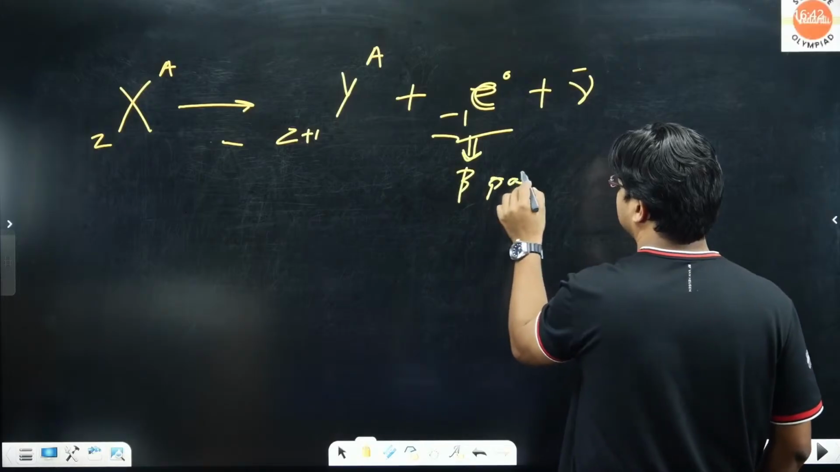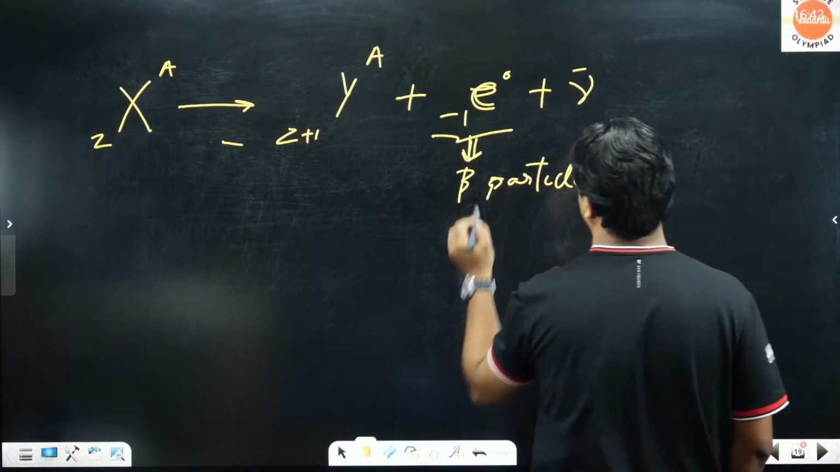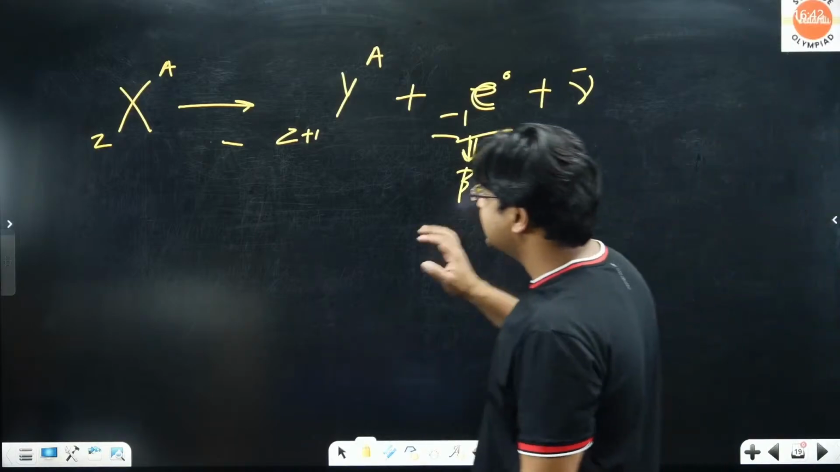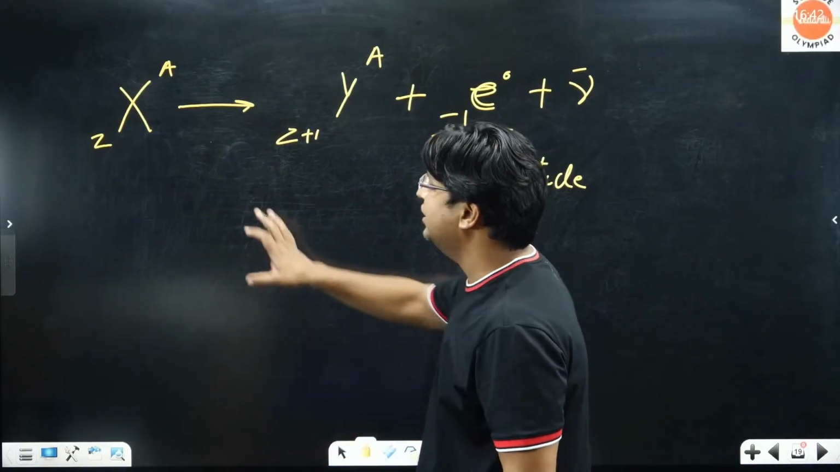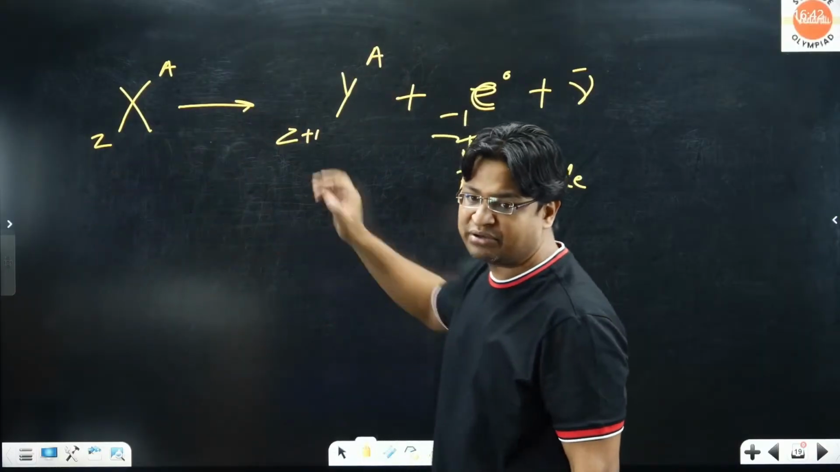And similar to the case of alpha, this beta particle will be thrown out of the nucleus. So again, in this reaction, what happens? You have to keep that in mind. In a beta negative decay, the mass number remains the same, but the atomic number increases by 1.